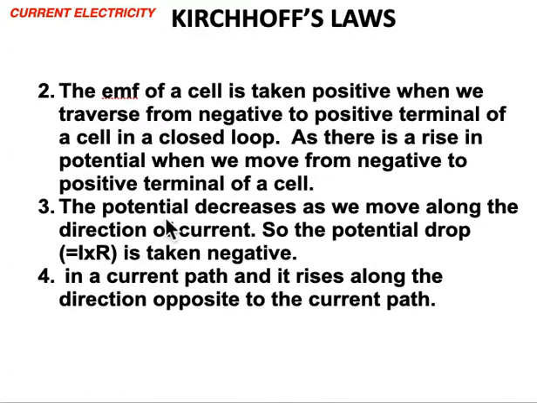Next sign convention is that the potential decreases as we move along the direction of current. So, if you have a resistance R and the current through that resistance is I, and we are traversing the loop along the direction of current, there will be a drop in potential because current flows from higher potential to lower potential. So, this product IR will be taken as negative in such a case. However, if you are moving against the current, then the same product will be taken as positive, because you will be moving in a direction where the potential is increasing.